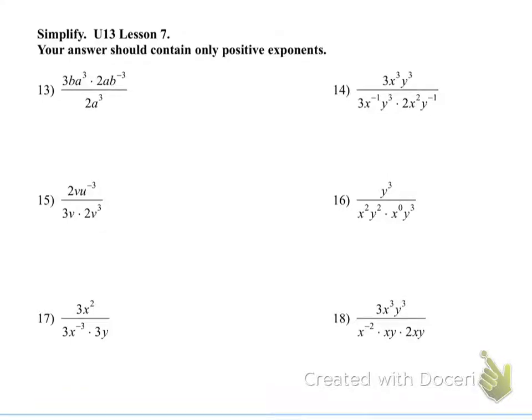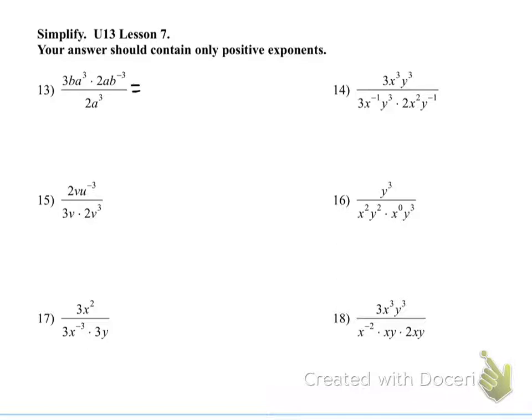Lesson 7 is combining two of the exponent rules, the multiplication rule and the quotient rule. So these are going to be a little bit more steps, but that's okay. You can also do them a couple different ways, but I'll show you the way that I think is the easiest, and hopefully it catches on. Okay, so let's start with number 13.